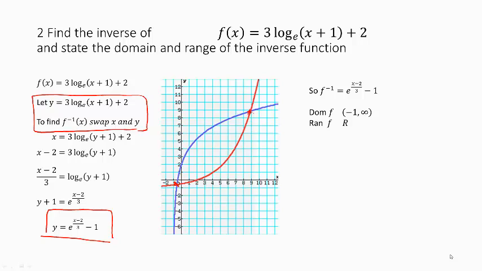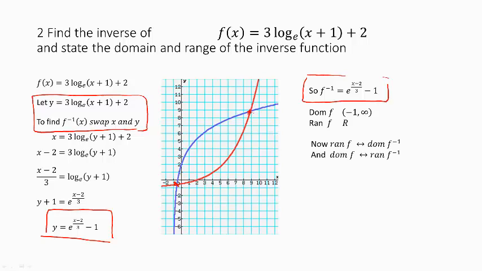So you'll notice here, I've rewritten this, I've left my x off. It should say, the inverse function of x is e to the power of (x take 2 over 3) minus 1. The part that I'm really interested in is the domain of the original graph. So let's have a look at the blue graph. It has an asymptote at -1, so its domain is from -1 up to infinity, and its range is all real numbers.